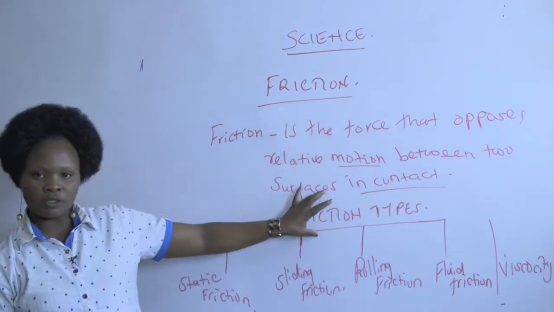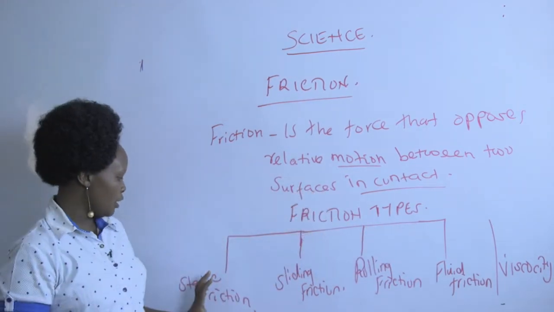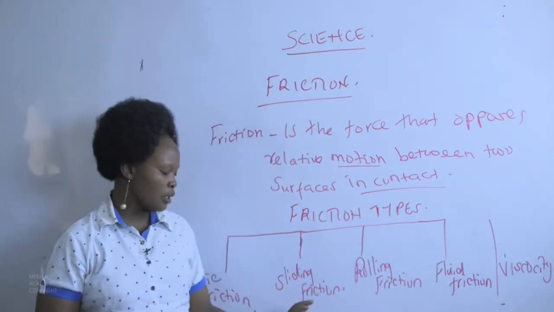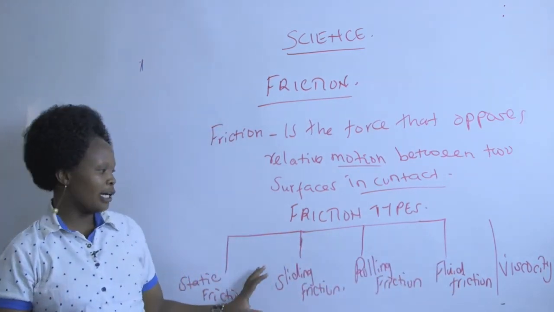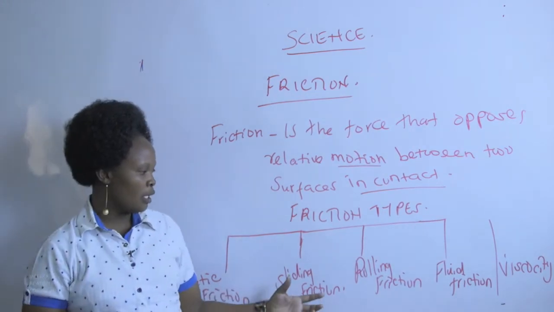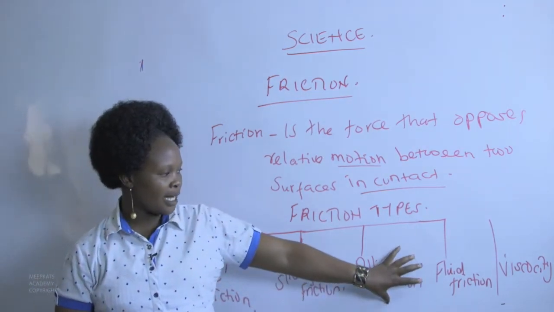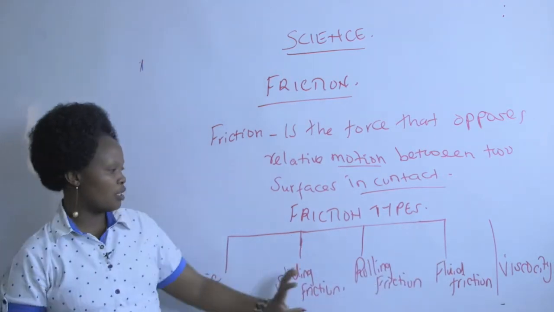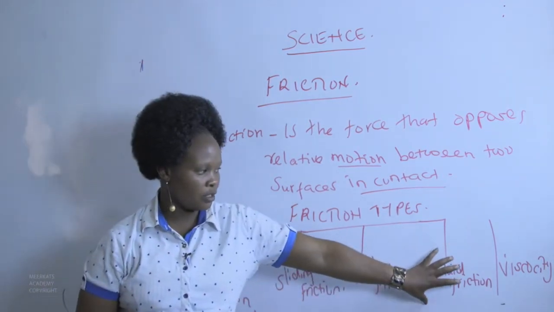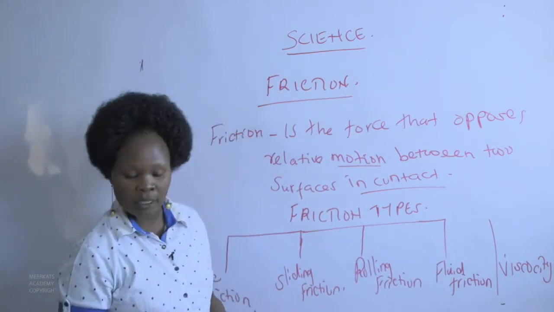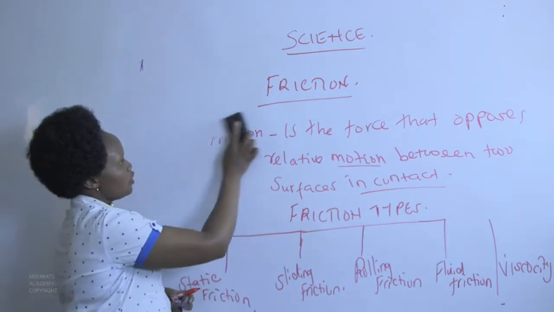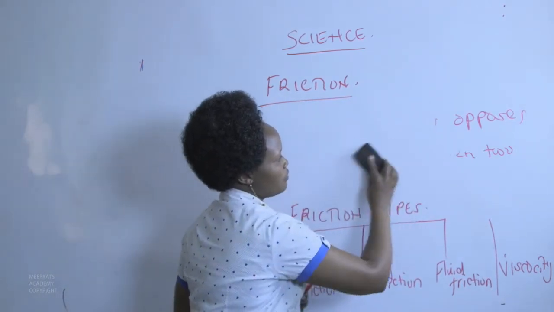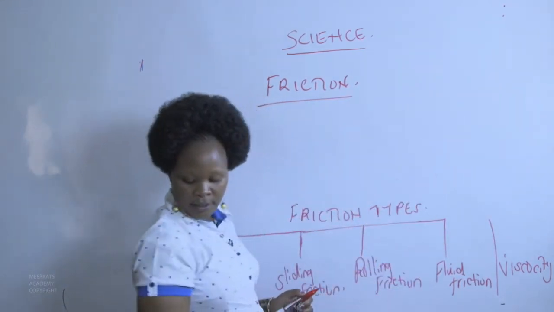That friction can be classified into 4 different types of friction. Now, depending on how it is applied or where it is applied, we can come up with these 4 types of friction. Now, let us look at each one of them and see how different it is from the others.